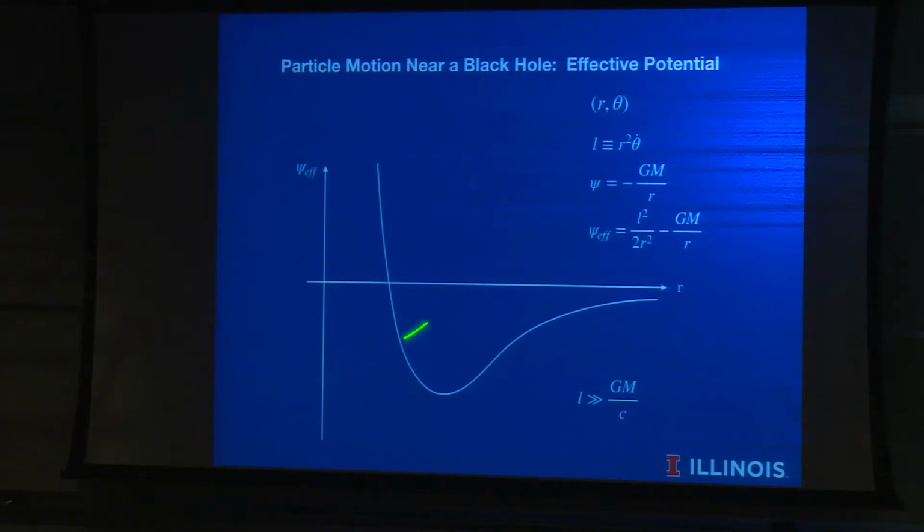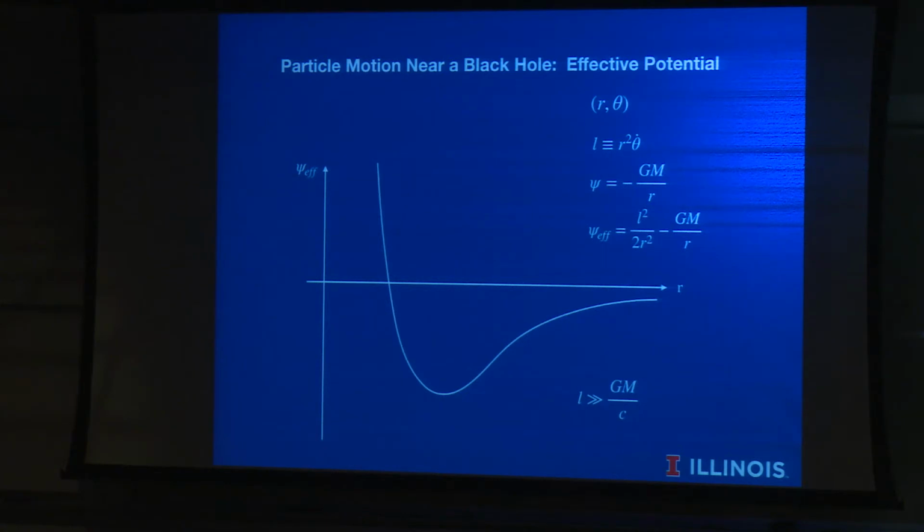So I've plotted radius here with carefully unspecified units, and effective potential here, again, with carefully unspecified units. And this is the kind of diagram for the effective potential that one obtains when the angular momentum per unit mass, which is what this is, is large compared to this characteristic value, GM over c. So angular momentum per unit mass is a length, which is GM over c squared, multiplied by a characteristic velocity, which is c. Okay, so that leaves us with a characteristic angular momentum GM over c.